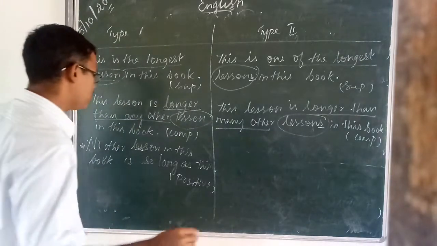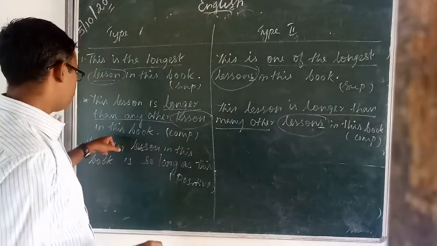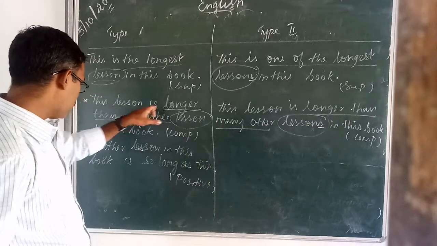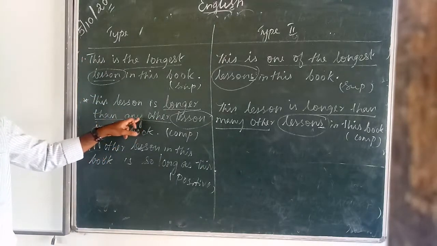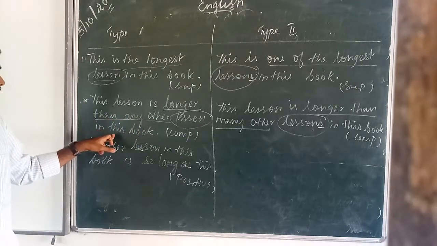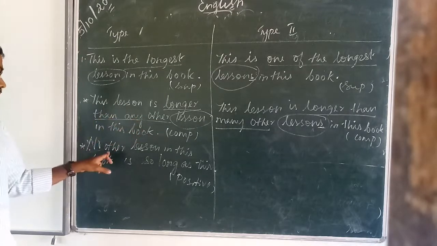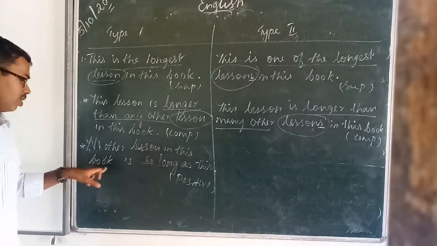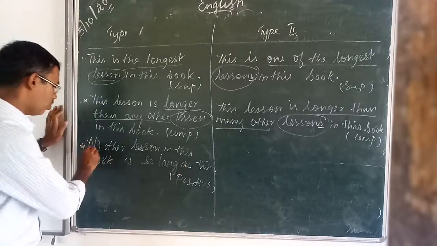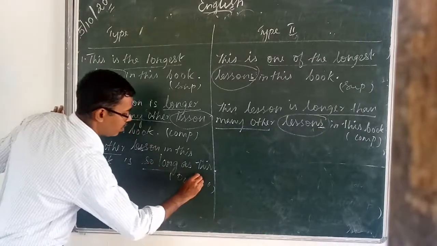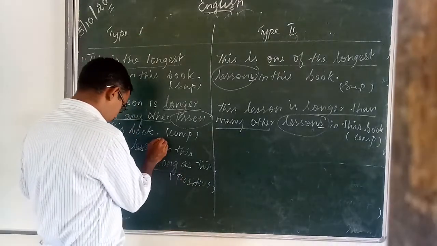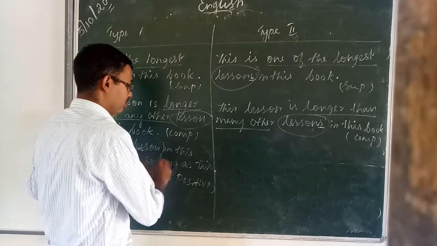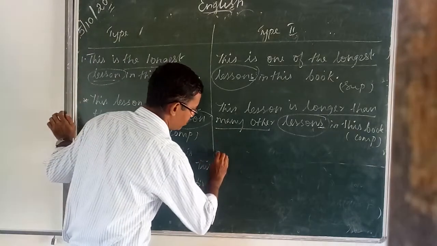Then we come to the next one. Here, this lesson is longer than any other lesson in this book is given there. So you know, any other means there will be no other meaning there. No other lesson in this book is so long as, no other so long as. That's important. No other means singular subject. Then come to the next one.